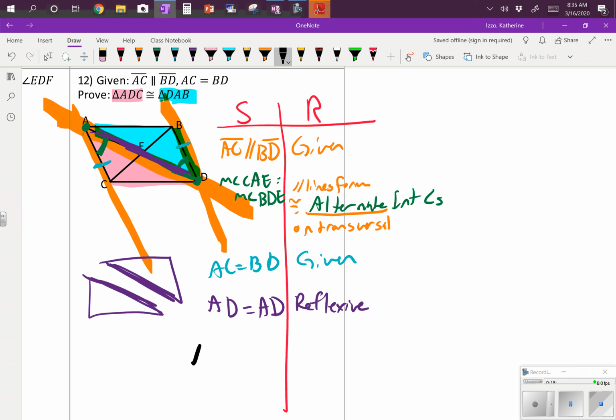And that will end us with triangle ADC is congruent to triangle DAB by side angle side.